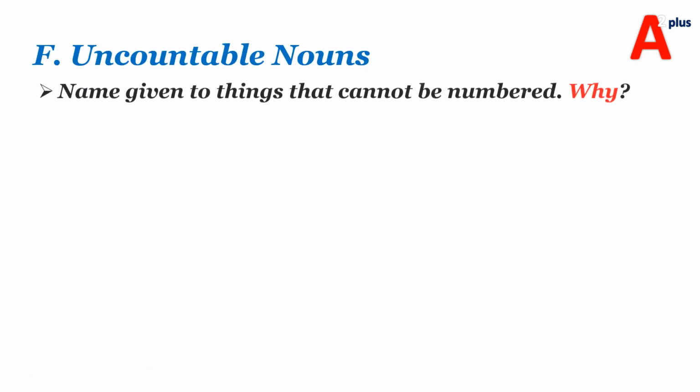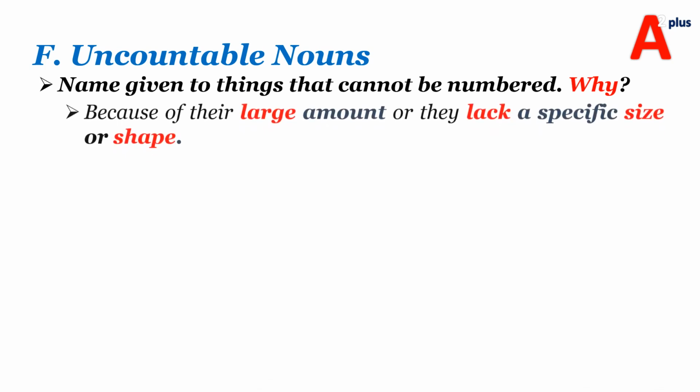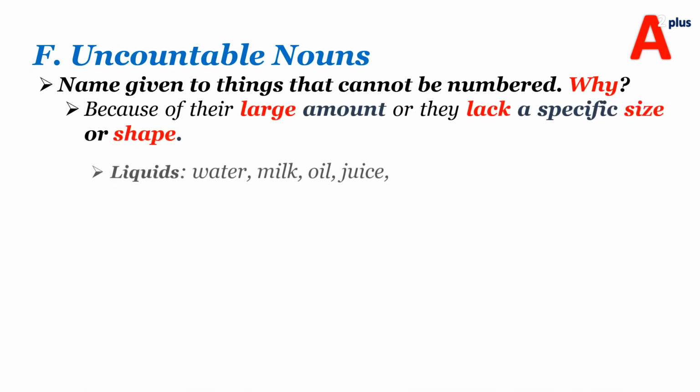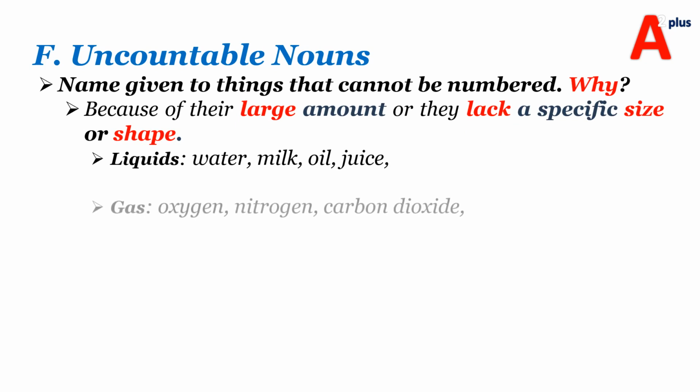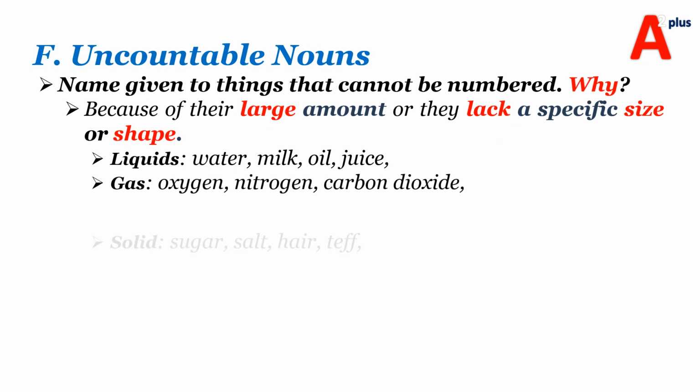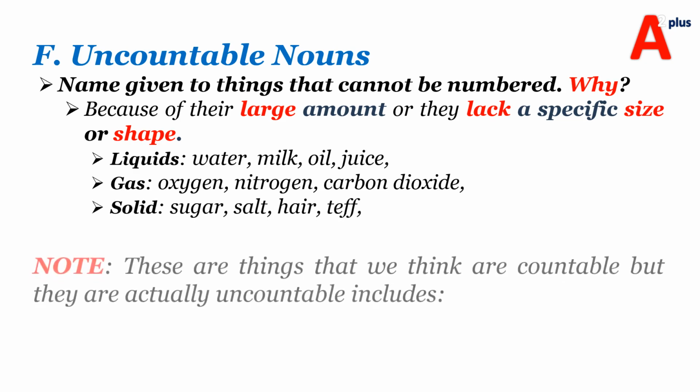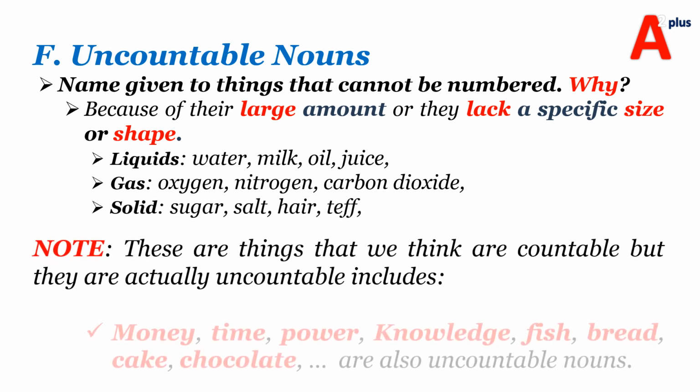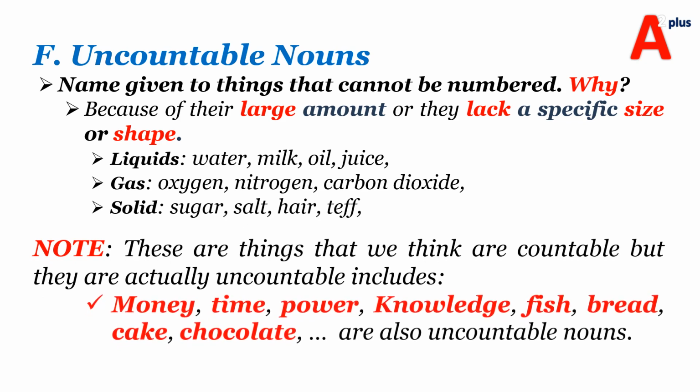Uncountable noun, a name given to things that cannot be numbered. Why can't it be numbered? Because it has a large amount or because they lack specific size or shape. Example, liquid, water, milk, oil, juice, gas, oxygen, nitrogen, carbon dioxide, and solid, sugar, salt, hair, and teeth.